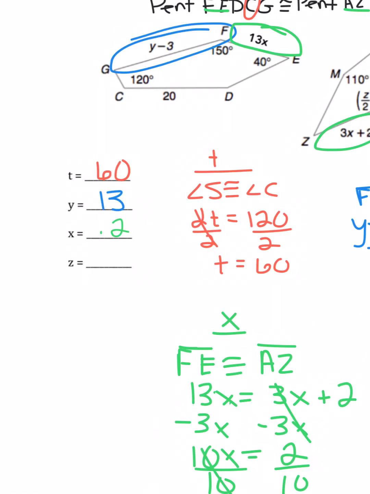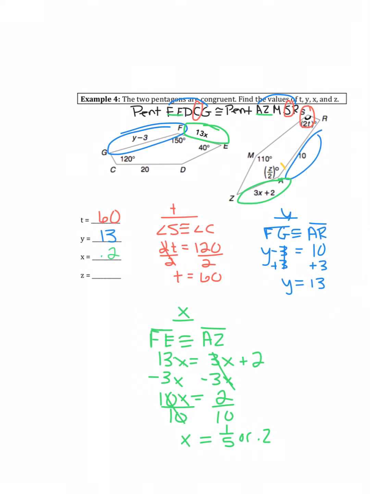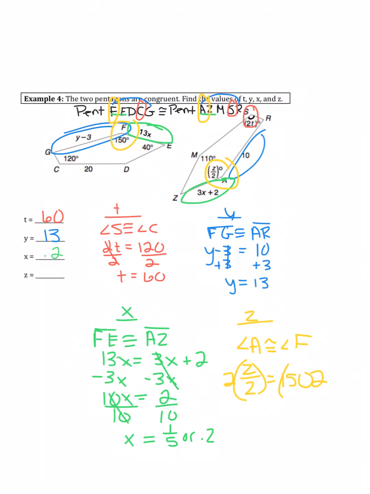And our last one, little z. Let's find little z in the problem. We can see that it's at angle A, which is our first letter. So that matches with our first letter over here, which is angle F. So little z is at angle A, and angle A is congruent to angle F. A was z over 2. Remember, that's z divided by 2. And F, we can clearly see here, is 150. To undo the division, we have to multiply both sides by 2 to isolate z, and we get 300.